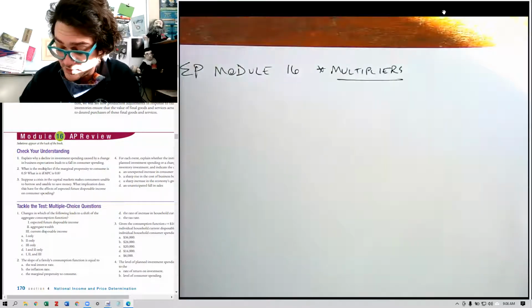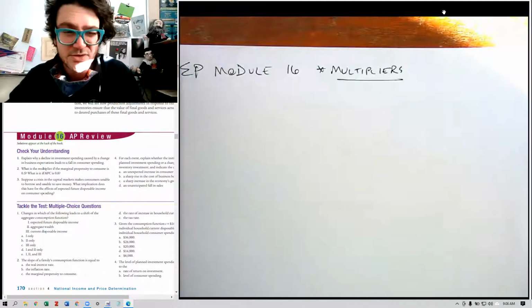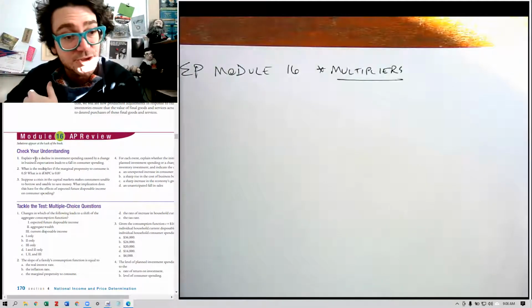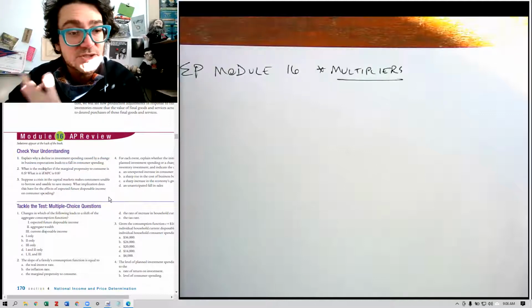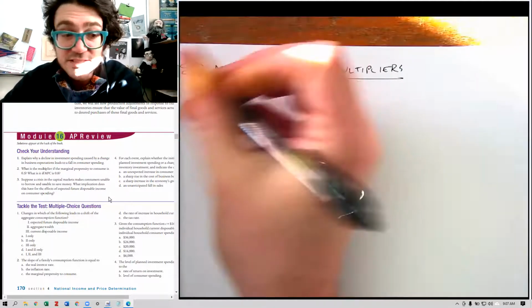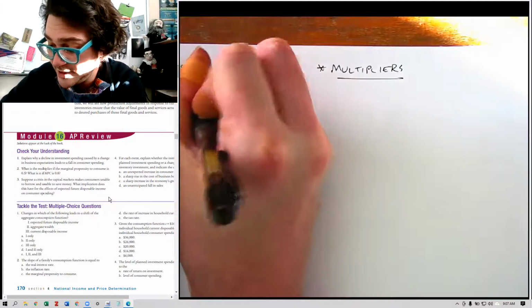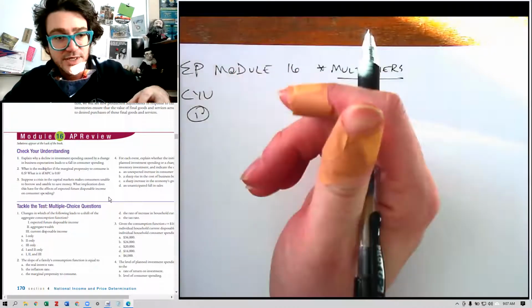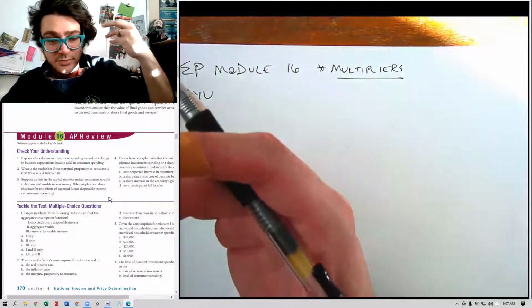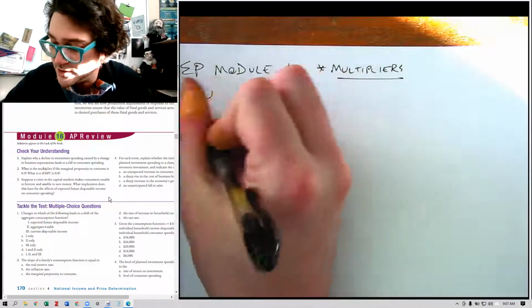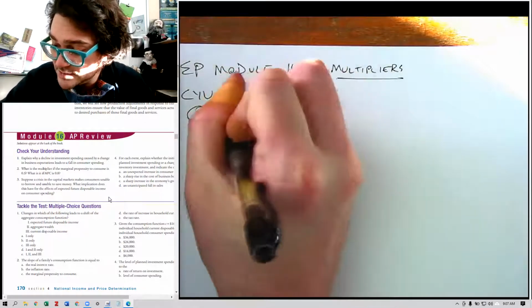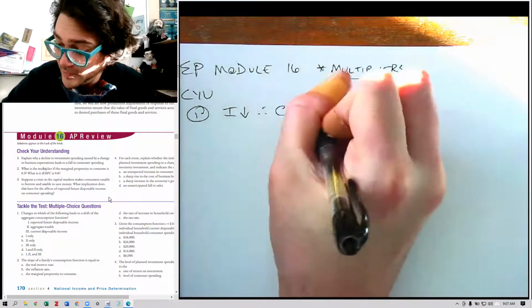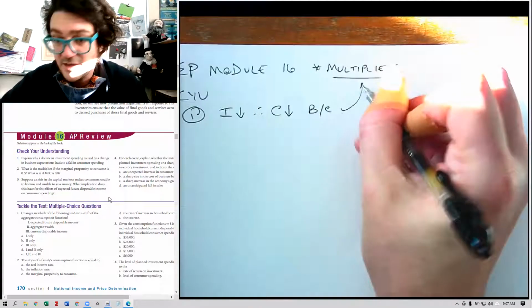When we get to the questions about the multipliers, we'll spend a little bit more time. But the other stuff is less important. So, explain why a decline in investment spending caused by a change in business expectations leads to a fall in consumer spending. This one is an important one. Check your understanding, number one. If you have investment spending going down, there will be a fall in consumer spending as a result. And that's because I goes down and therefore C goes down because of the multipliers, right?